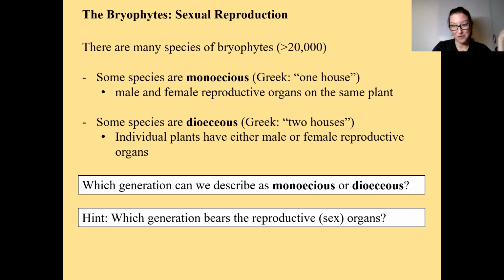Right. Thank you, Richard. Thank you, Benjamin. Yes. So the gametophytes are the ones that bear the sex organs. So those are the ones, in the case of the bryophytes, that we can describe as being monoecious or dioecious, because the houses depend on where the reproductive or sex organs are located. So you can describe the gametophyte generation as being monoecious or dioecious. Yes, thanks guys.